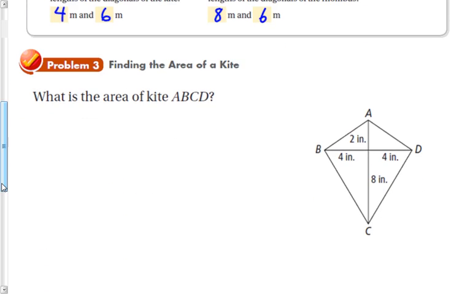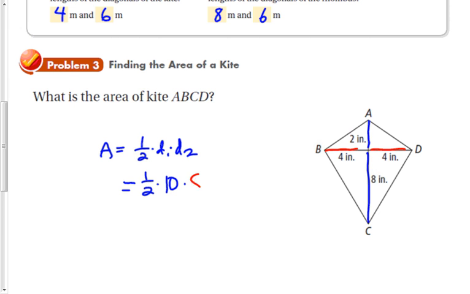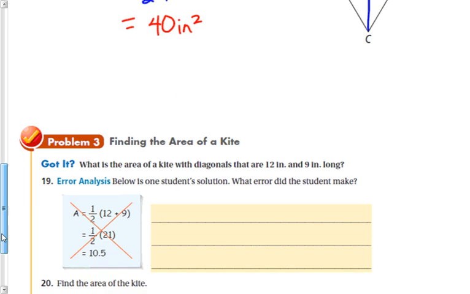All right, so the area of a kite is 1/2 the product of the diagonals. So in this one, we've got to find the length of the diagonals. So the length of this diagonal AC is 2 plus 8, which is 10. And the other diagonal is 4 plus 4, which is 8. 10 times 8 is 80, times 1/2 is 40. And we'll label that square inches. Go ahead, you try that.